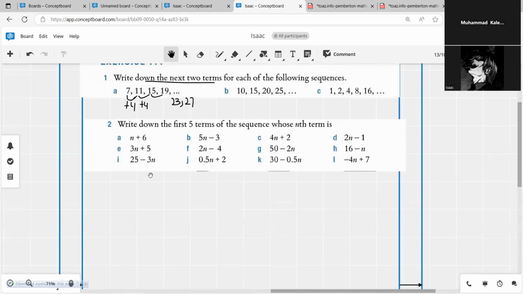In this one, we just need to find the first 5 terms. The first term will be calculated in the formula by just replacing n with 1. So what will the first term in this pattern be? You just need to replace n with 1. For the first term, replace n with 1 and you will get the answer.